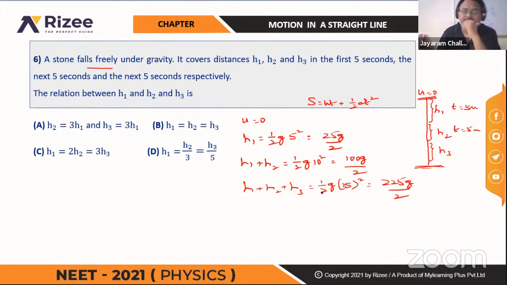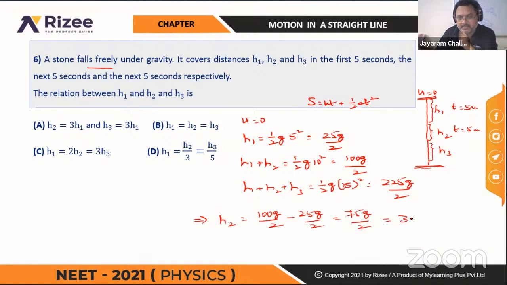From here, if I subtract the things, that is, if I remove the h1 from the h1 plus h2, we'll be getting the h2 only. So h2 is equal to 100g by 2 minus 25g by 2. That implies 75g by 2, which can be written as 3 times of h1.